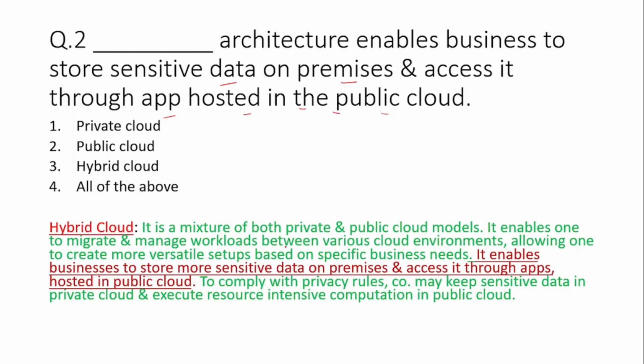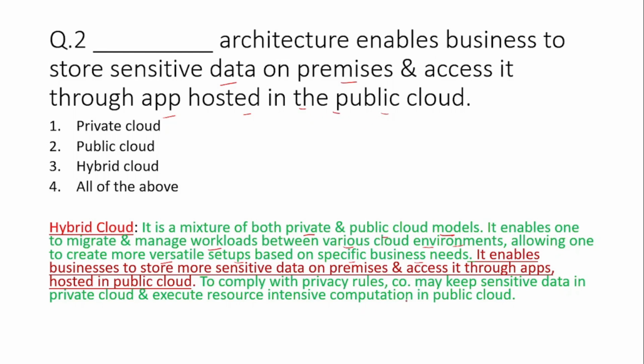So what exactly is a hybrid cloud? It is basically a mixture of both private as well as public cloud models. It enables one to migrate, that means to move and manage workloads between various cloud environments. So they can manipulate or transfer the data from one workload to the other environment, allowing one to create more versatile setups based on specific business needs, right? Now the important line is, it enables businesses to store more sensitive data on premises and access it through apps hosted in the public cloud. That's what the question is talking about, right?